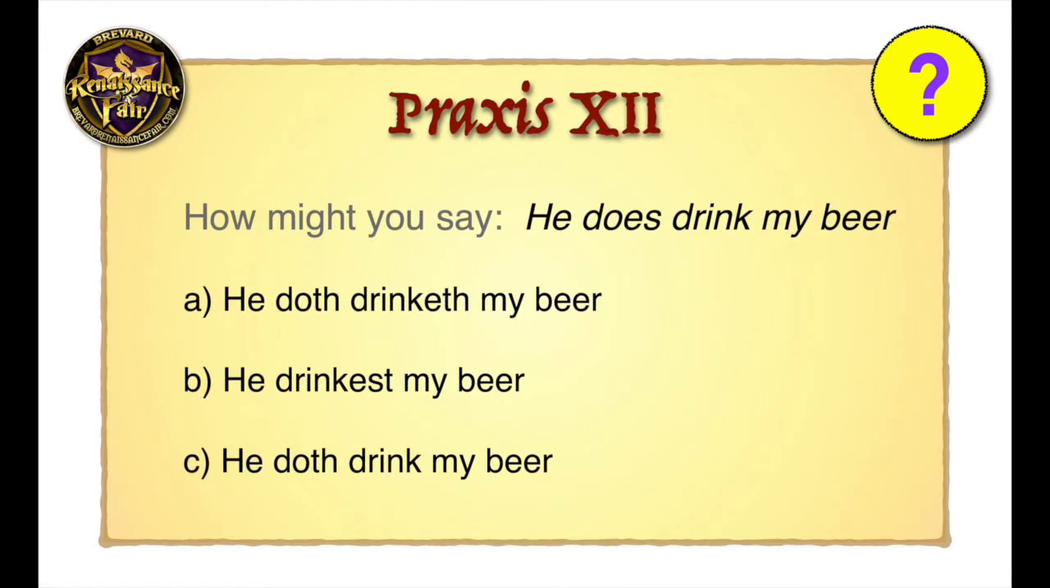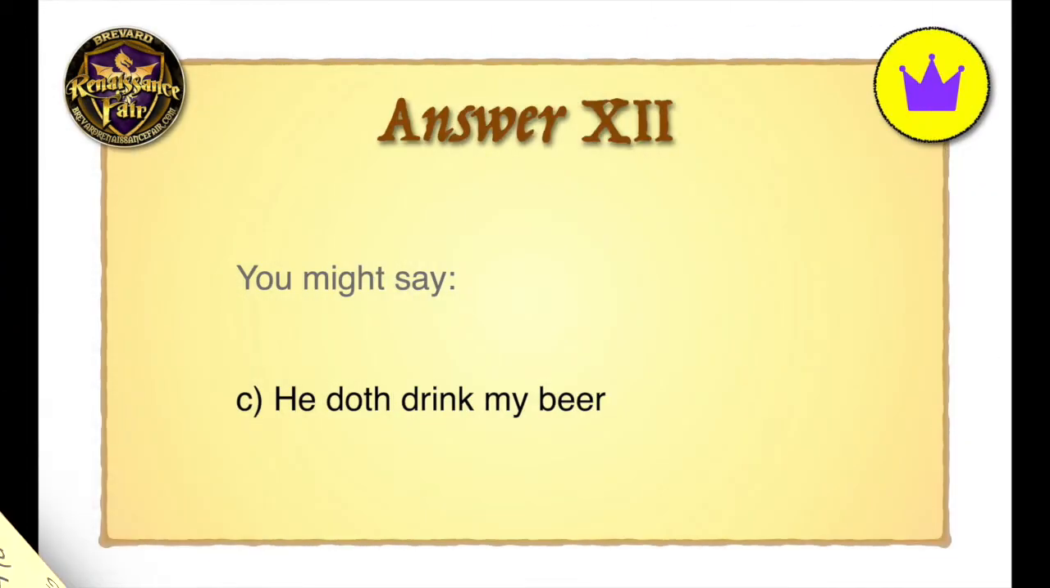How might you say, he does drink my beer? A. He doth drinketh my beer. B. He drinkest my beer. C. He doth drink my beer. And the correct answer is C. He doth drink my beer.